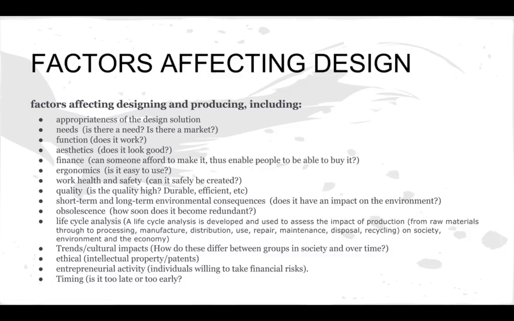Work health and safety, can it safely be created? There's a whole lot of designs out there that can't be done because there's no safe way of doing it. Obviously, emerging technology is enabling this. So now I'm linking in one of those cyclical arguments here. Emerging technologies, such as robots and robotics, are allowing us to do things that humans couldn't safely do before. So that has an impact. Quality. Is the quality high? Obviously, you can get a functional design, but it's pretty low quality. Is it durable, efficient? Those sorts of things.